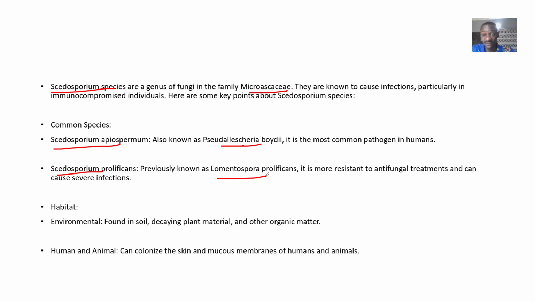Lomentospora prolificans. So it's good to always know these names because some of these organisms still go by their former names.